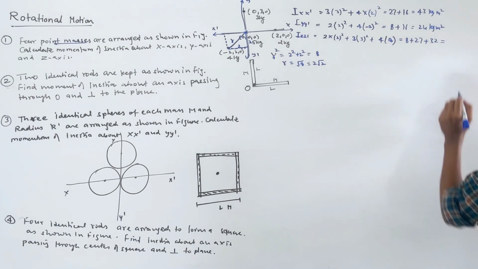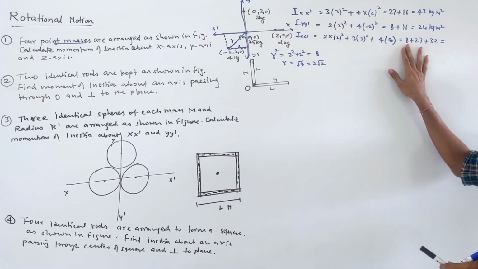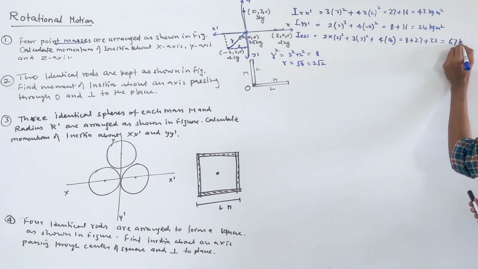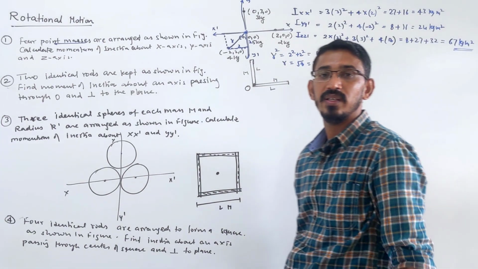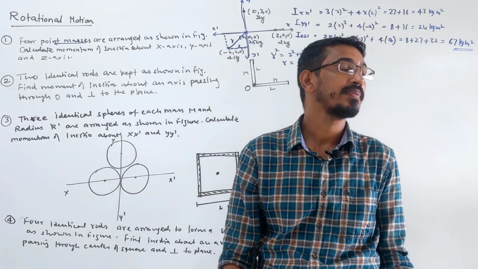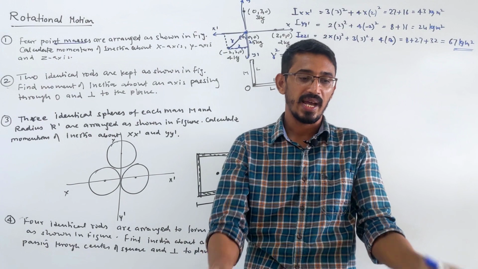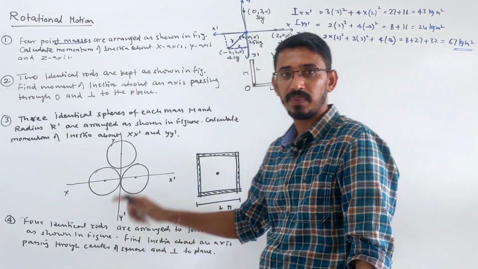So if you add this number, how much does it come? 32 plus 2 is what? 40. 40 and 27 is what? 67 kg meter square. Now, what we have recently learned is a rule called the perpendicular axis theorem. Iz is equal to what? Ix plus Iy. You can apply that here also.